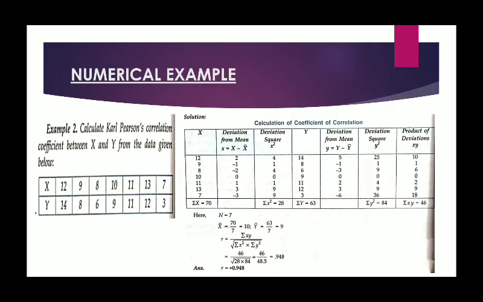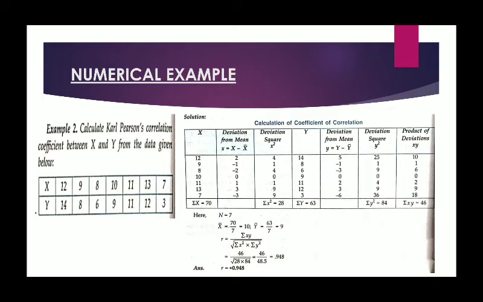Now, deviation from the mean. Small x is x minus x bar, small y is y minus y bar. Once you calculate small x, the third column is the squares of deviation, which is x square. And the next column for the y series is also y square. So, simply by squaring the values, you can get the values of x square and y square. And the last one is small xy, which is the product of deviations.